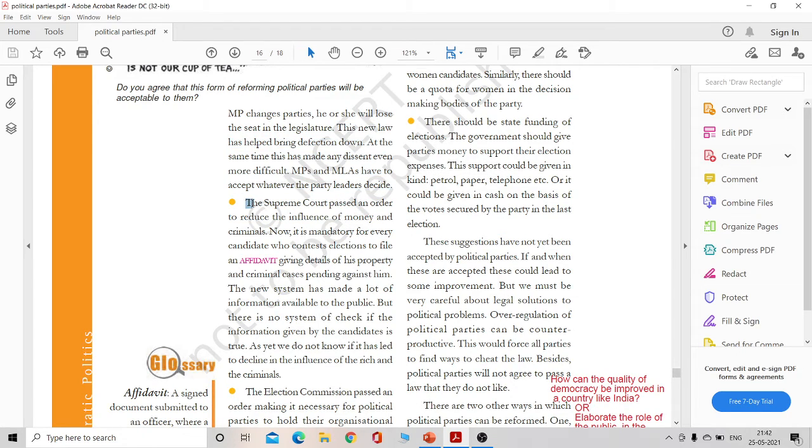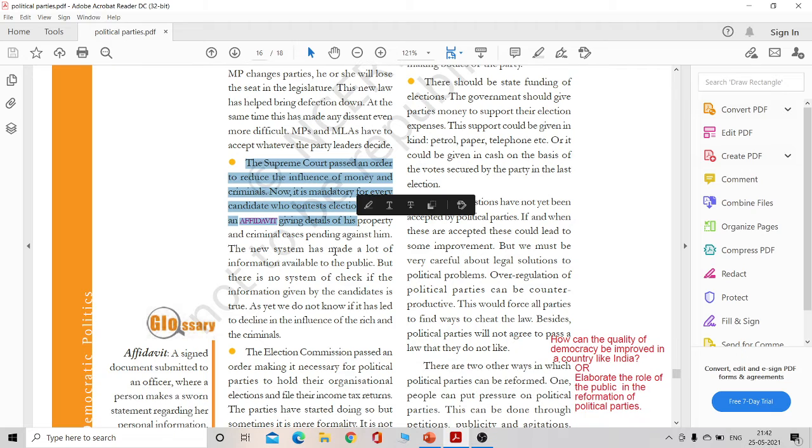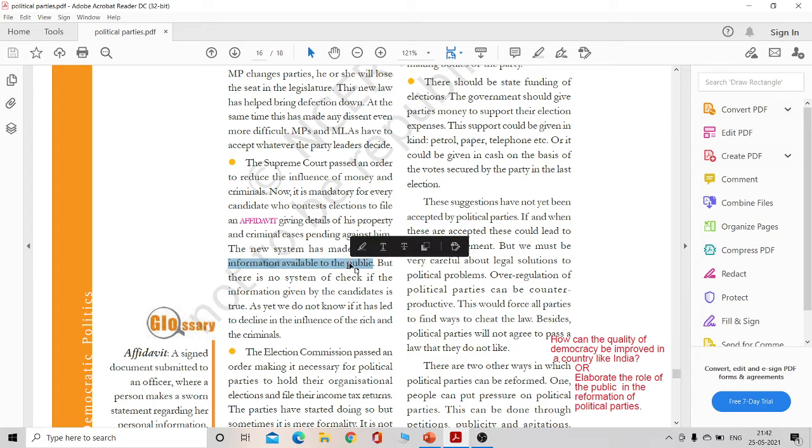Next, the Supreme Court passed an order to reduce the influence of money and criminals. Now it is mandatory for every candidate contesting elections to provide an affidavit. So they have to give their property and bank details, or if there are any criminal cases pending against him or her, then they have to give all those details, and these have to become publicly available because the public needs to know if the leader has embezzled a lot of money or whether he's criminal or not. It's important to know whether political leaders are clean or not.